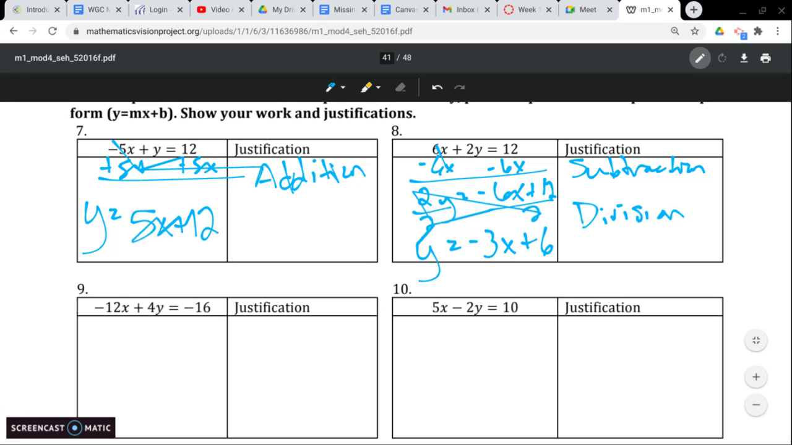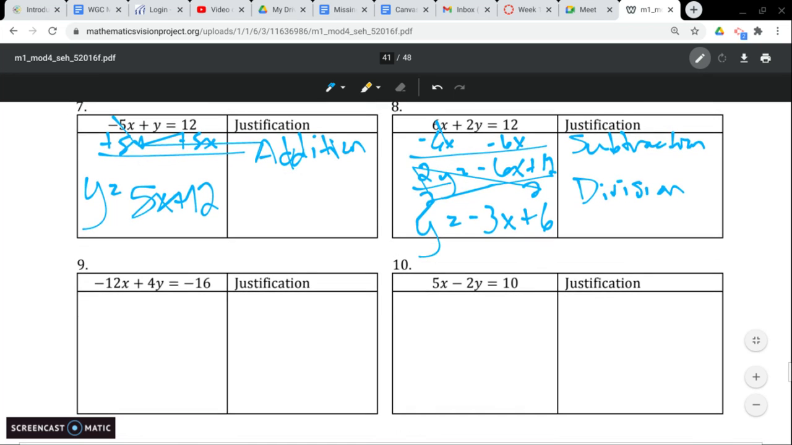So that's what you guys are going to be doing for this. You're just putting them into slope-intercept form. So y equals mx plus b, solving for y. All right.